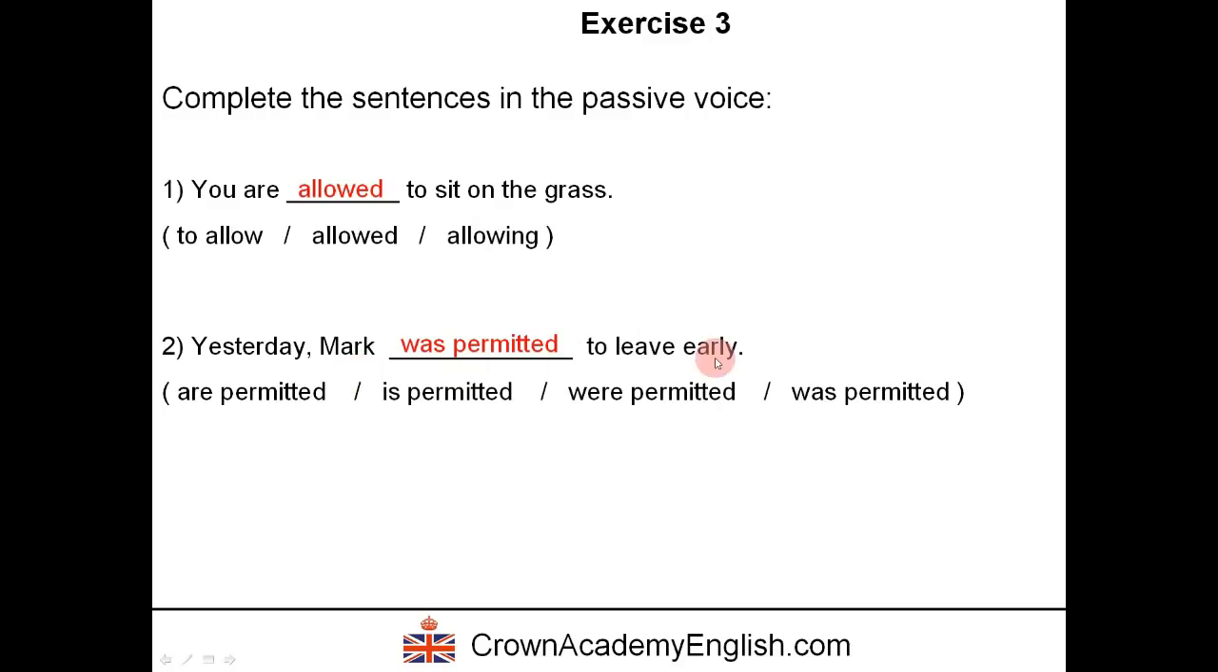Yesterday, Mark was permitted to leave early. So this was an important word here, yesterday. So this tells us that it is in the past. So we're looking for, and it is third person singular. So we need the past simple third person singular form of the verb be, which is was. So Mark was permitted, which is the past participle of permit, was permitted to leave early.